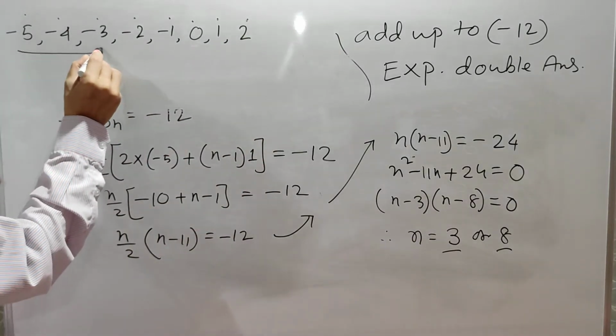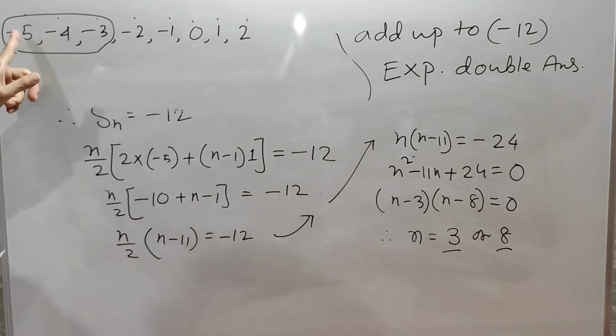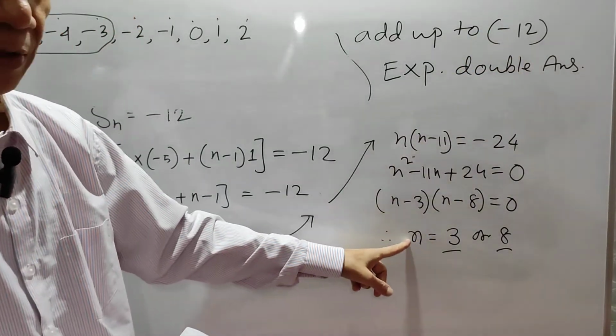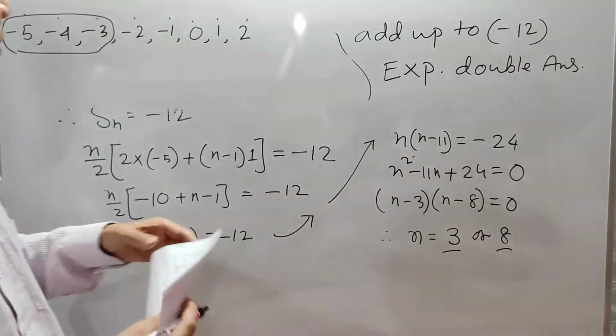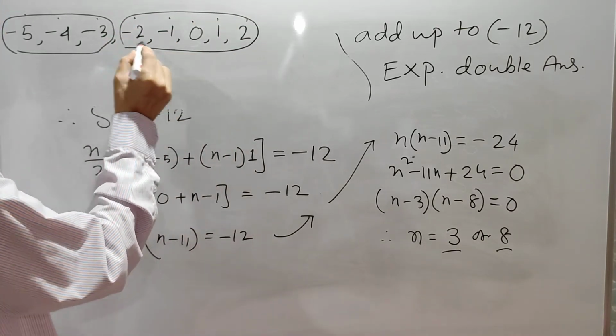Now these 3 terms, you see, isn't it minus 12? Minus 3, minus 4, minus 5, you add up. So it will be minus 12. So that is okay. Now the sum of 8 terms is also minus 12 because the sum of these 5 terms is equal to 0.